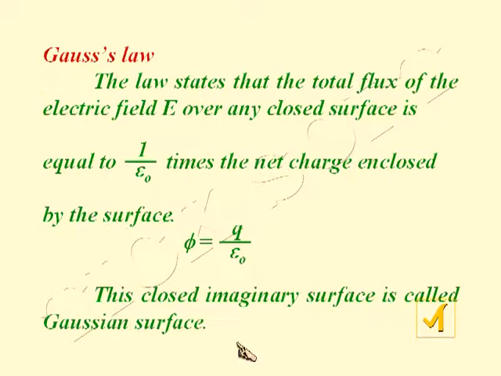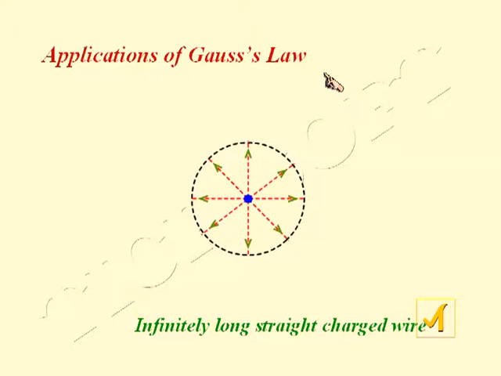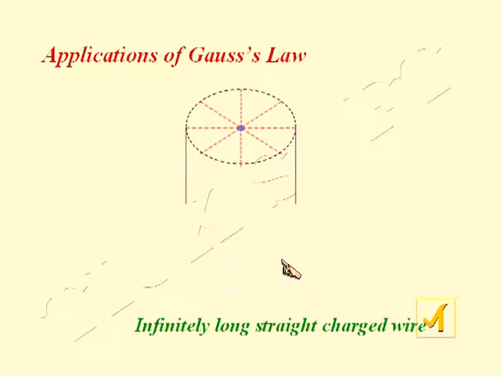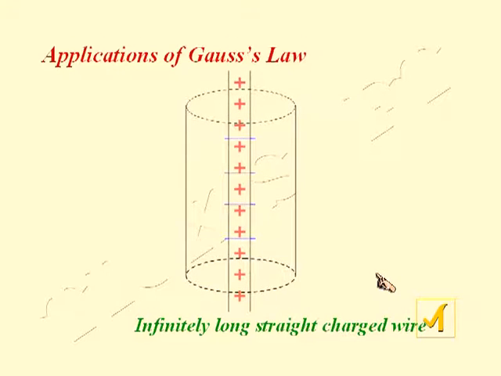In this case, it is called a Gaussian surface. Now this law can be adopted to find the electric field due to an infinitely long straight charged wire. Now we can see the charged wire is at the center of the figure. It is charged, so it is producing lines of force which are outwards. Now the straight wire is at the center of a Gaussian imaginary surface.